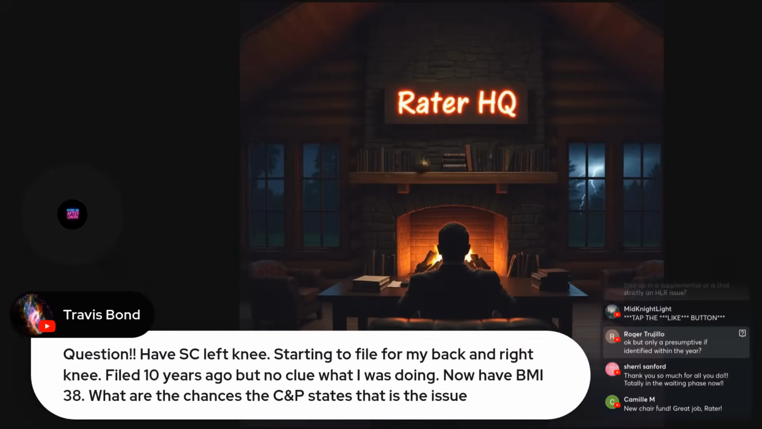So the back is going to be a stretch. Like, the back is going to be tough. Doctors do not like, I don't want to speak for them, but I will say that a lot of doctors like it whenever the disabilities are lower than the primary.